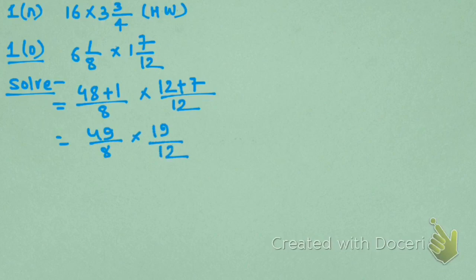Is any number divisible here? No, students. 49 does not come in any numbers table. Similarly, 19 does not come in any numbers table. So we had to multiply these two numbers. So 49 into 19 will become 931, and 12 into 8 will become 96. So this is our answer.